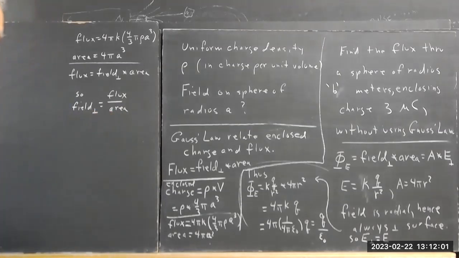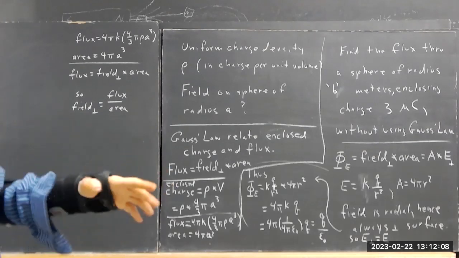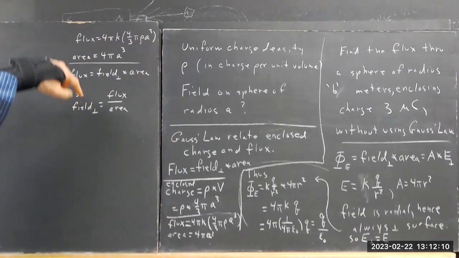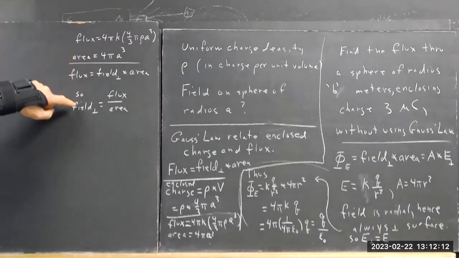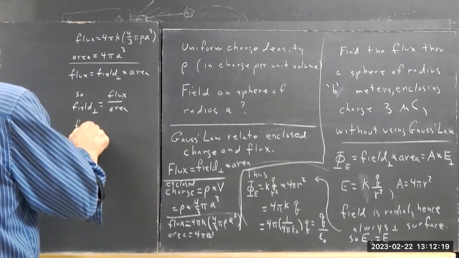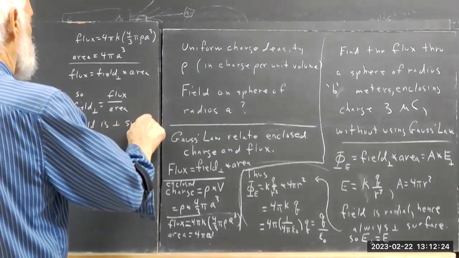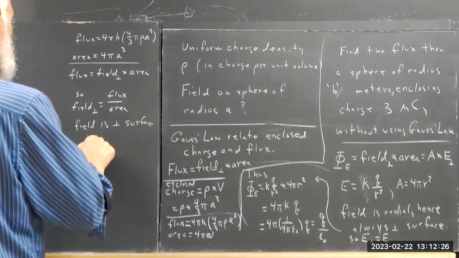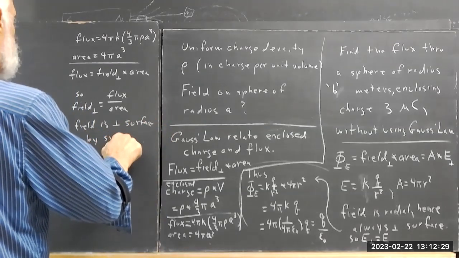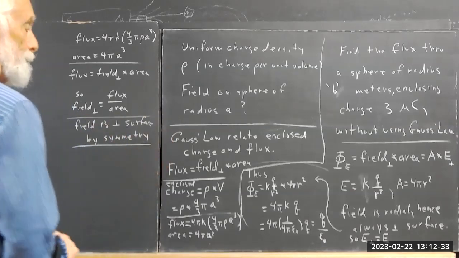This could all be written out in terms of symbols, but you're not relating to the symbols that naturally after only a couple of days, and not having an entire assignment to do five days hence. So the field perpendicular is flux over area. Field is perpendicular to the surface, by symmetry. Important step.